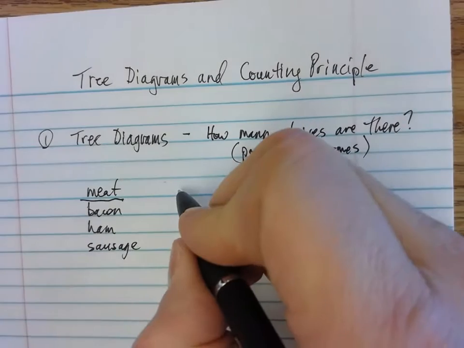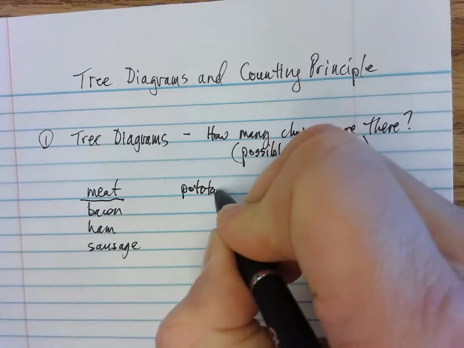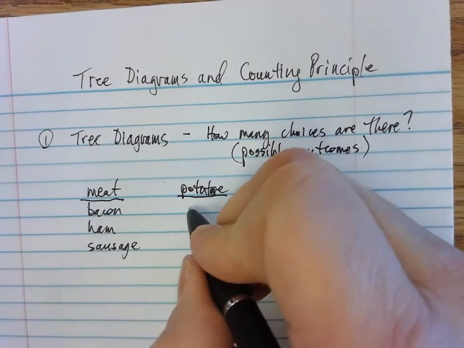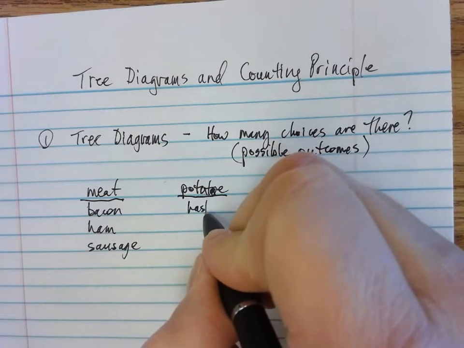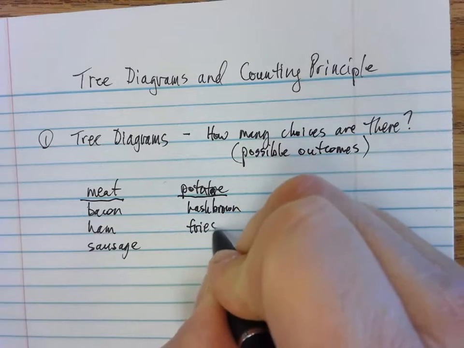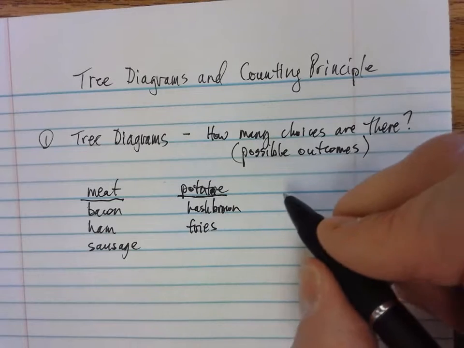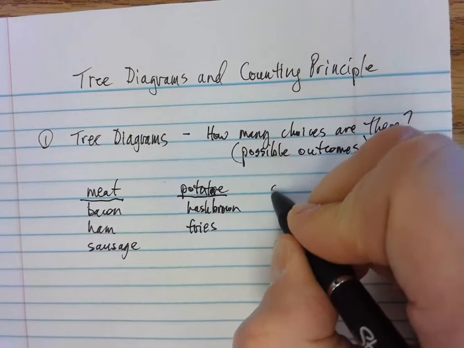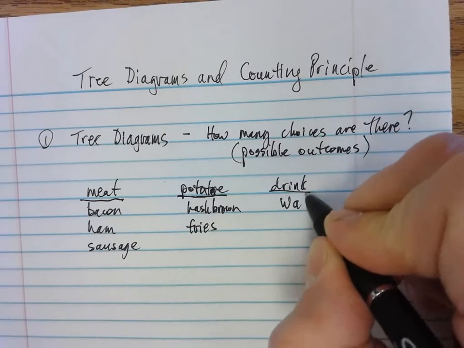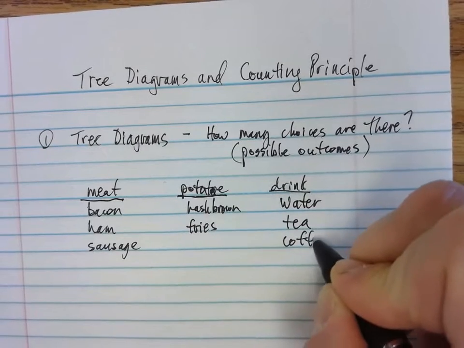All right, let's say in the potato category, I have to spell potato, right? I don't know, potato, probably not. All right, let's say you can get a hash brown, or you can get fries. All right, and then let's say we got the meat, we got the potato, and then let's say you got your drink choices. I'm a water and sweet tea guy, so I say we'll do water, tea, coffee, or juice.